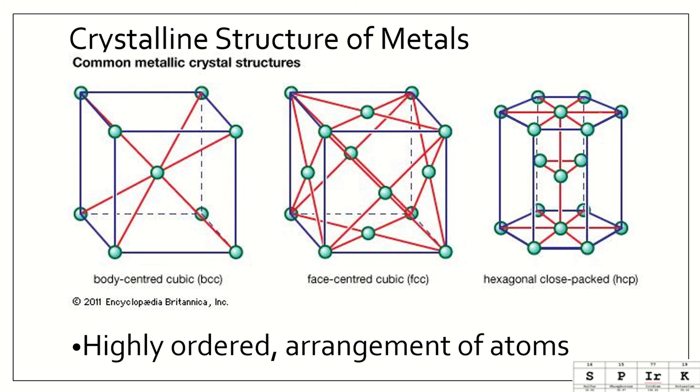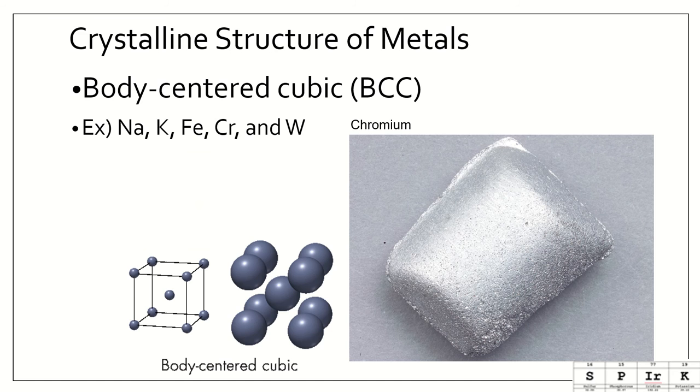So metals do have a crystalline structure. We will not spend too much time talking about these, so just the names and the shapes are important. They are a very highly ordered arrangement of atoms.